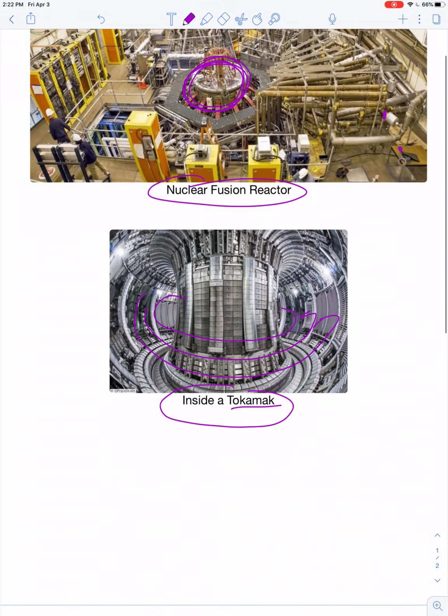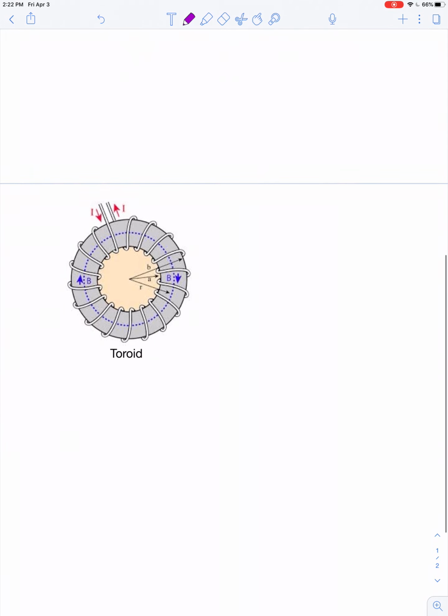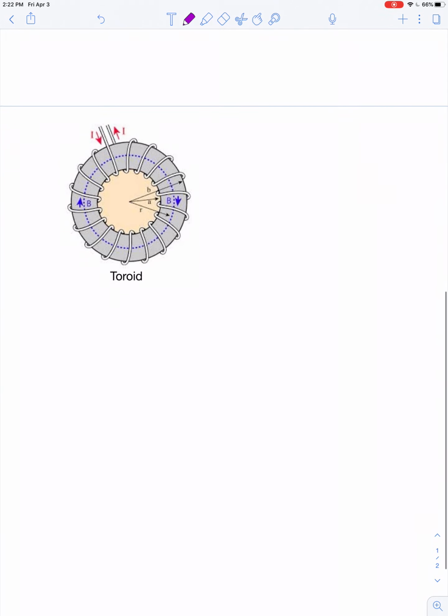So here's a simpler picture of a toroid. In this case, there's a lot of space in between the windings, but in general, the windings are much more tightly packed, just like they are in a solenoid. So think of a toroid as a donut-shaped solenoid. If we want to find what the magnetic field is inside of the toroid, we're going to use, once again, Ampere's law.